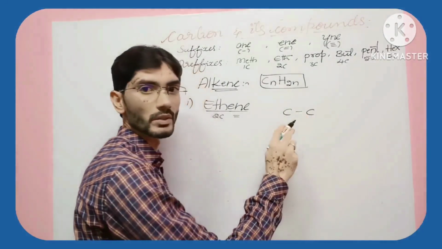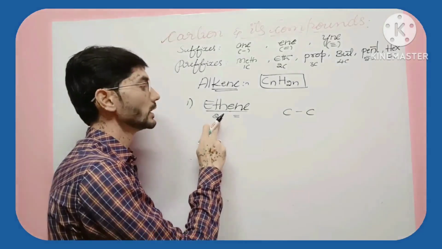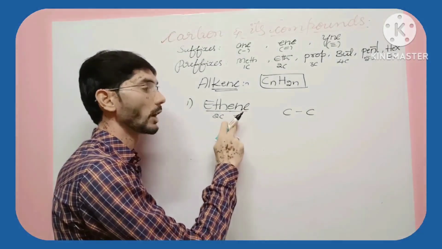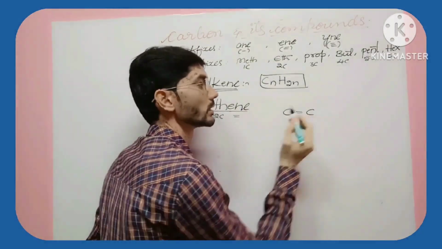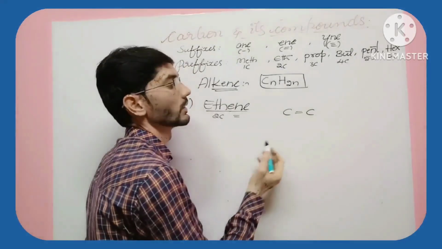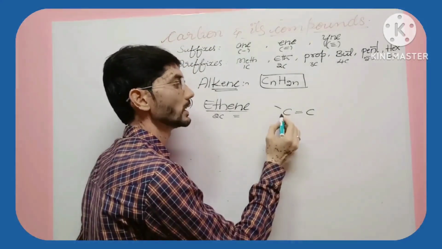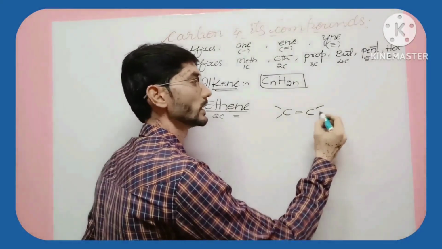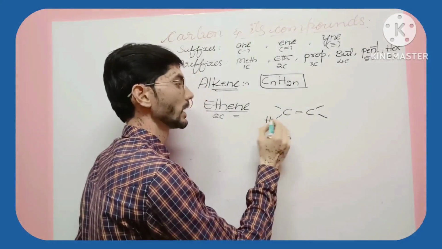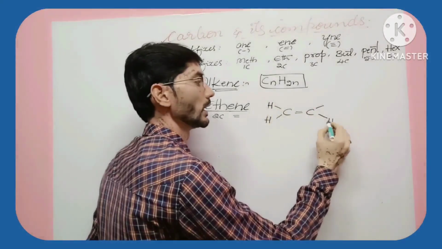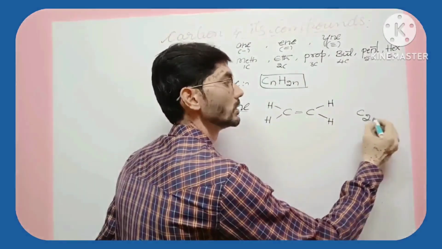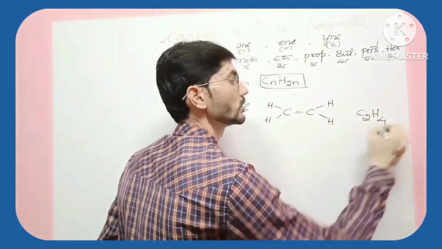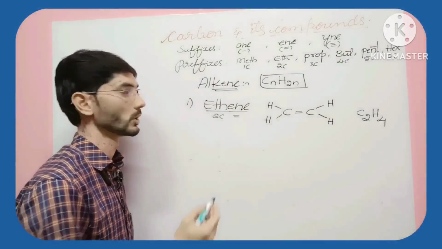First, a single bond in between them. And now you observe, in between the carbon atoms you have to put a double bond, because it ends with ENE. Now balance the tetravalency: 1, 2, 3, 4. This is hydrogen, hydrogen, hydrogen, hydrogen. Now combine and write C2H4. Shall we move on to the next one?